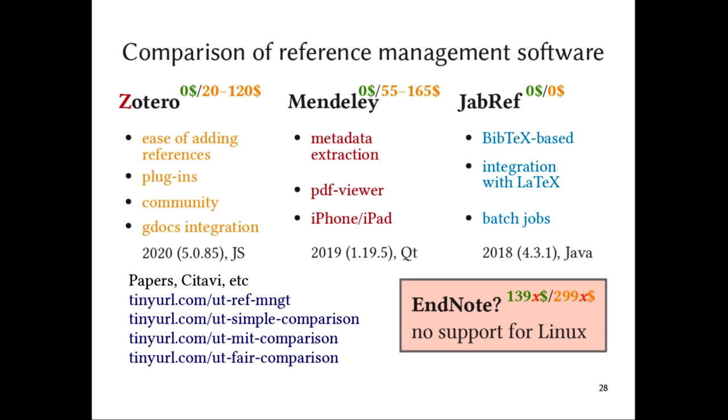JabRef is specifically for LaTeX, so it has BibTeX-based integration with LaTeX, and it costs $0. There would be a lot of other alternatives like Papers, Citavi, etc. And in order to read about all of them, let's look at the URLs given in the bottom left corner.